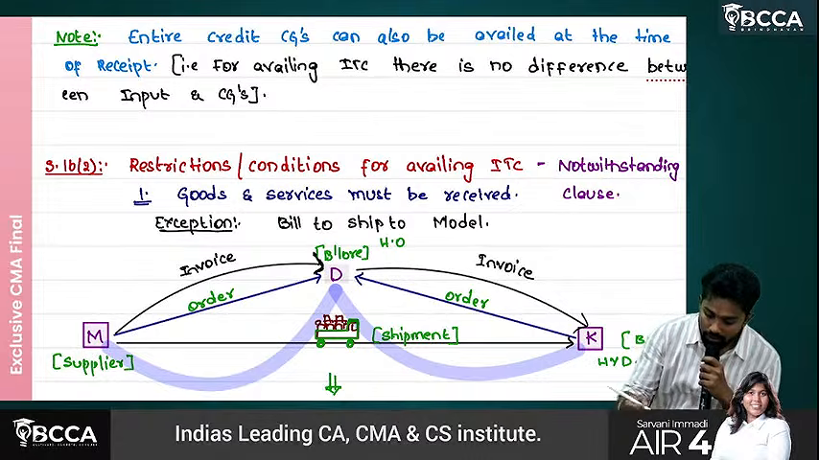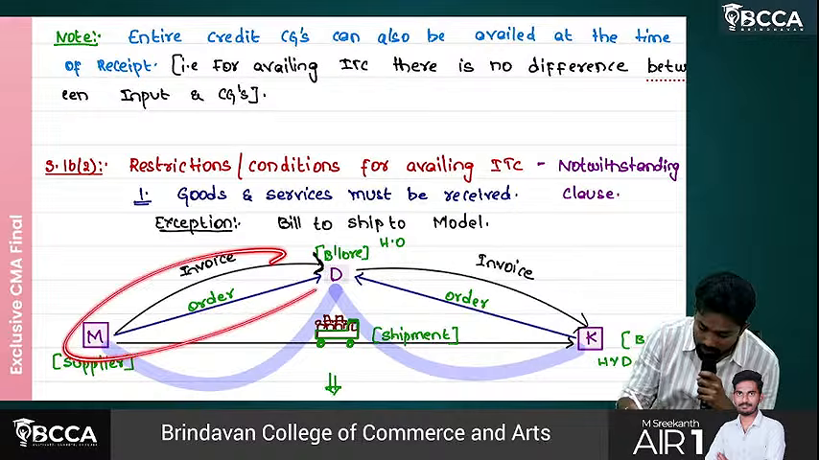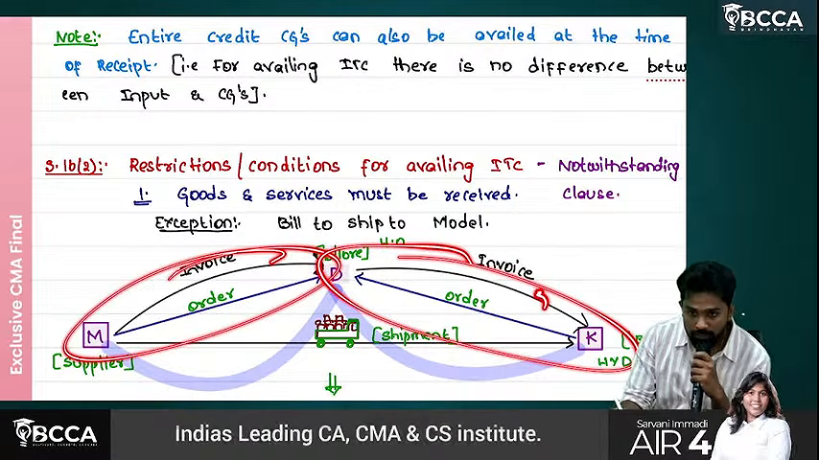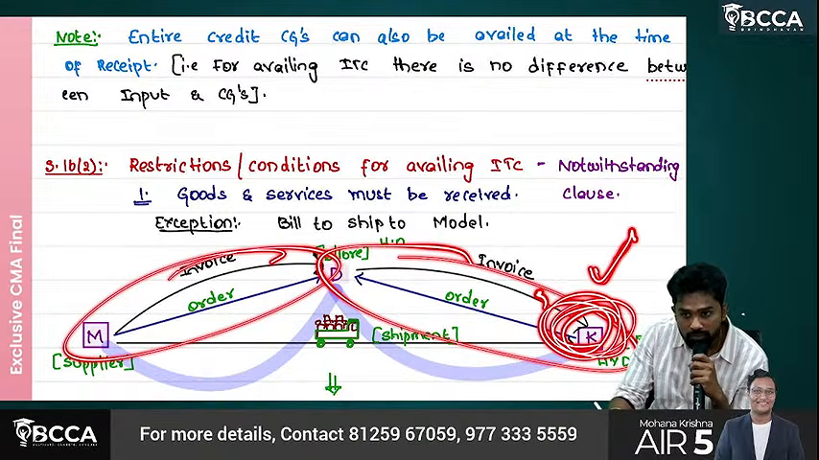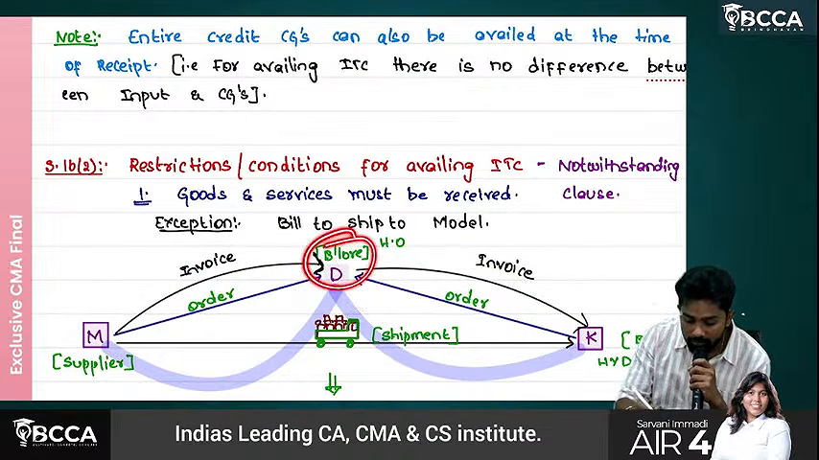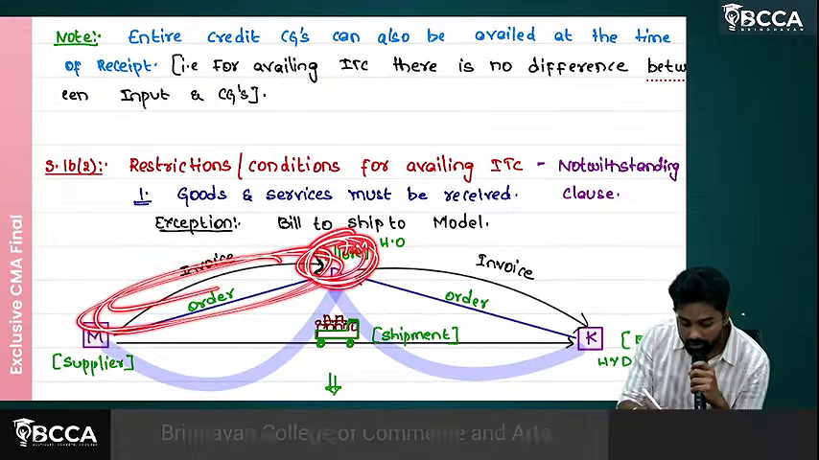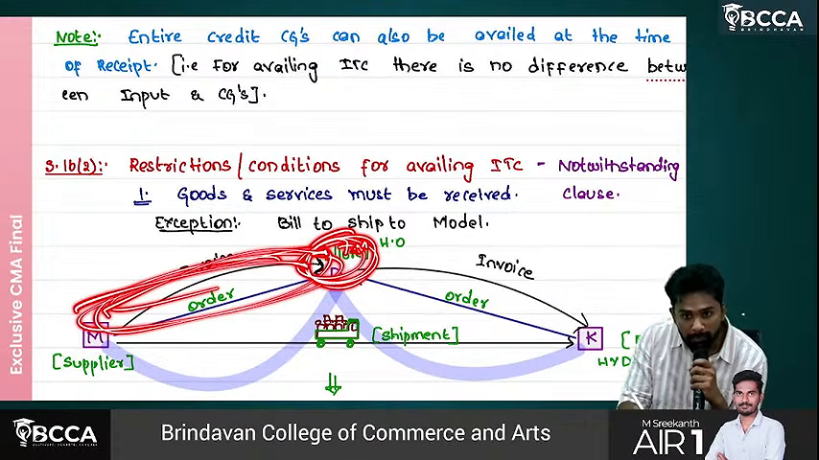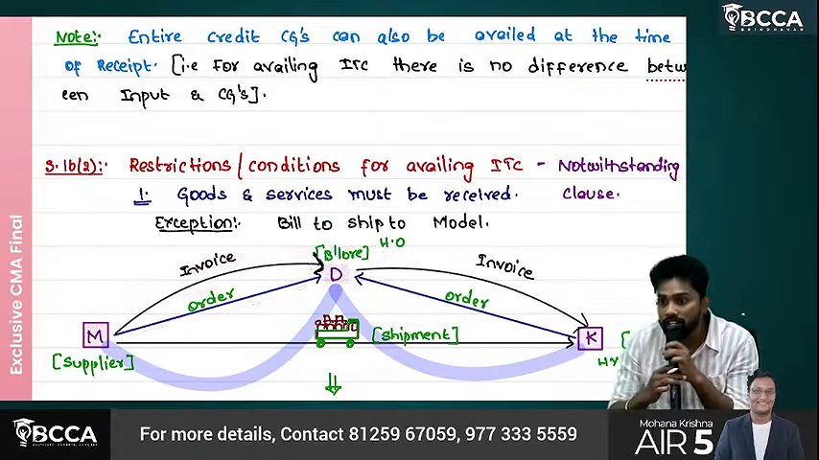Now, sir, here this is also a supply. What is our point? This is also a supply. But if you look from K's perspective, does K receive goods or not? Yes, ultimately K is receiving goods. So no problem, he can avail ITC. But the problem is D. With respect to this transaction, D is not receiving goods. He has an invoice and recorded it as a purchase, but he didn't receive goods. Since he didn't receive goods, actually he cannot avail ITC.